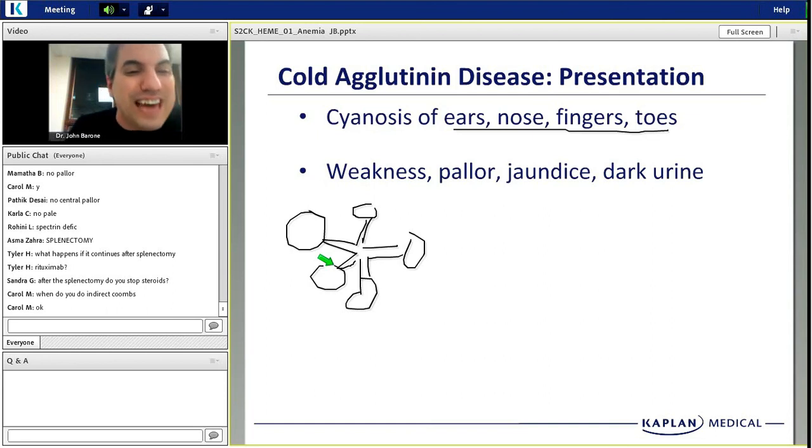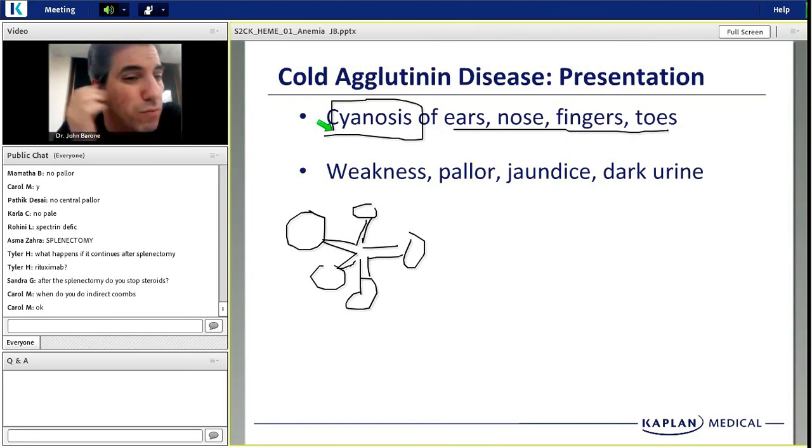So when it sticks together, your blood sludges and your fingers turn blue. That's why they get the cyanosis, because it sticks together in your fingers and toes and they turn blue. They turn blue. Now, question.